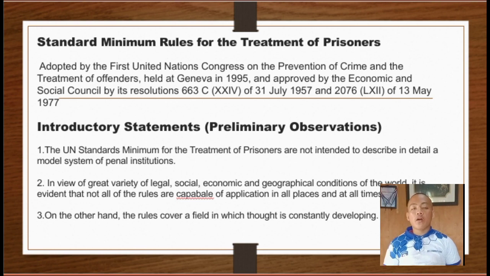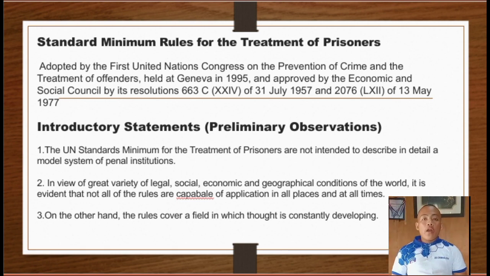This standard is also known as the Nelson Mandela Rules and is a landmark update of the Standard Minimum Rules for the Treatment of Prisoners, first adopted in 1955 and the result of 5 years of negotiation among intergovernmental organizations, or IGOs, including UNODC, or United Nations Office on Drugs and Crime, civil society groups, and independent experts and consultants.